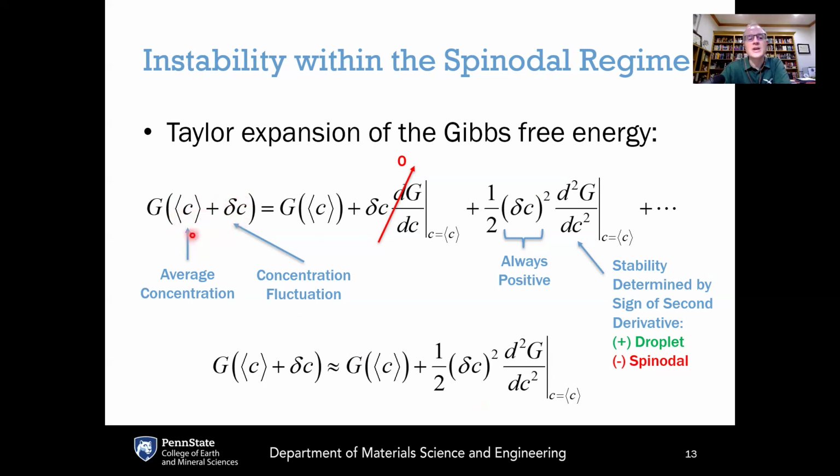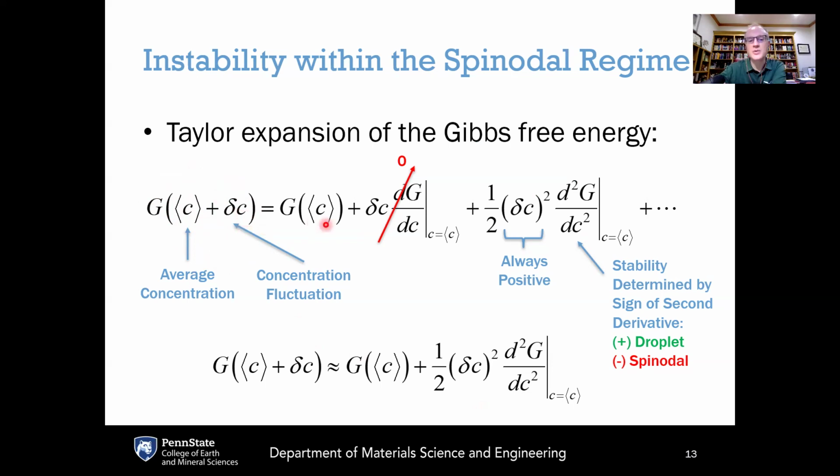So if we denote the average concentration as being C within angle brackets, and then the localized fluctuations are this little delta C, the Gibbs free energy as a result of that fluctuation with respect to the average can be given by a Taylor series expansion. So this is the Gibbs free energy, including the concentration fluctuation.